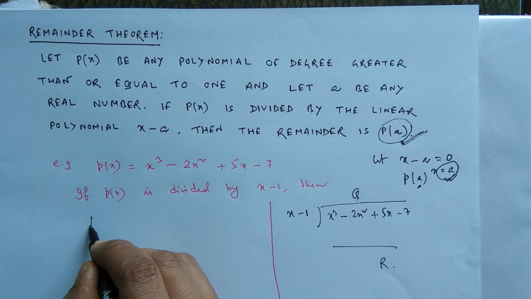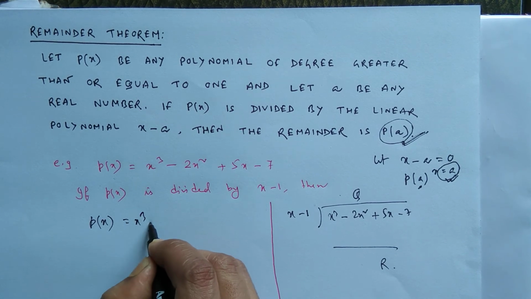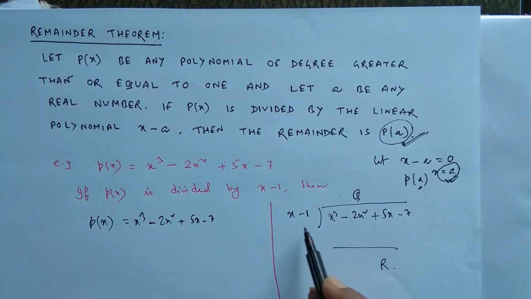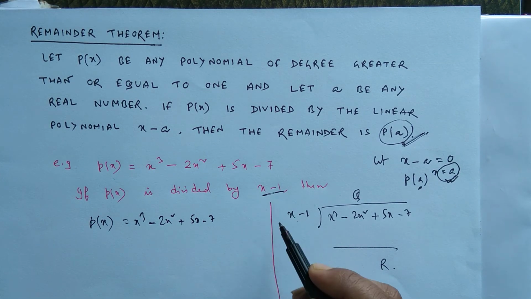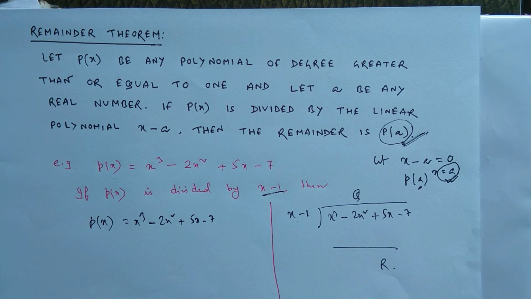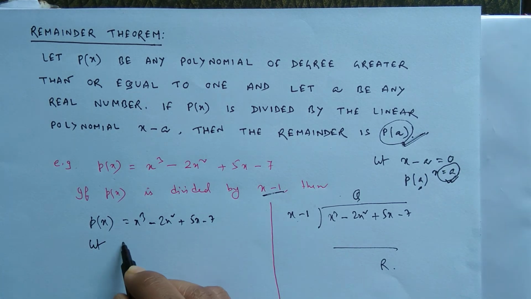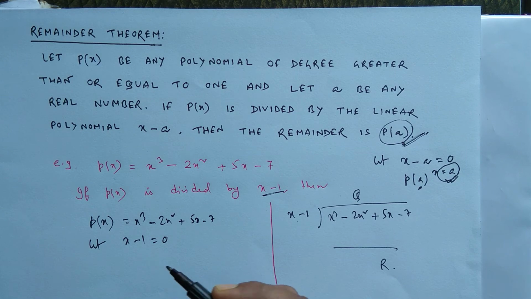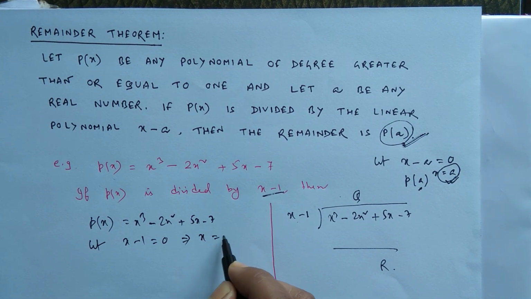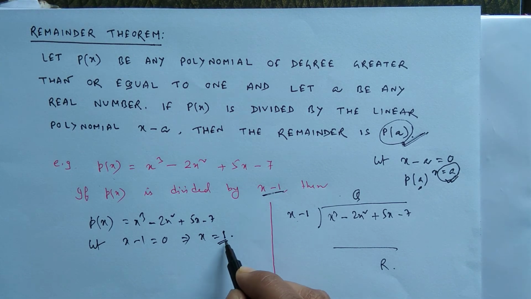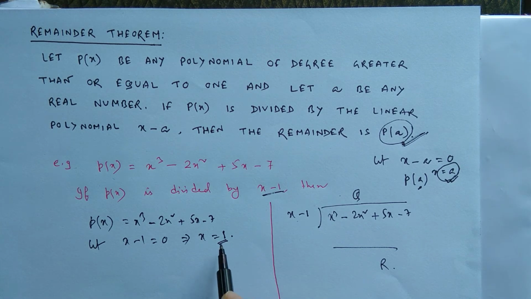I explain it with the help of this example. Here the polynomial is p of x equal to x cube minus 2x square plus 5x minus 7, and this polynomial is to be divided by x minus 1. Now the question is to get the remainder. For our convenience, let this x minus 1 be equal to 0. Simplify it, x equal to 1. So this particular value of x, which is 1, you replace in the polynomial, and that will be your required remainder.